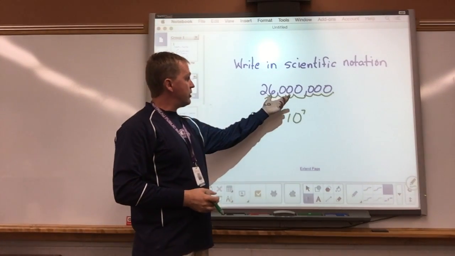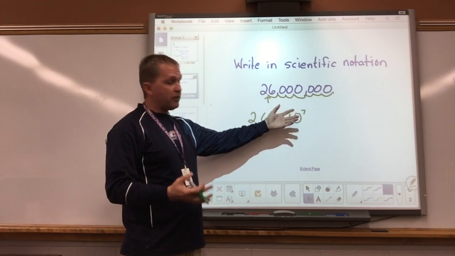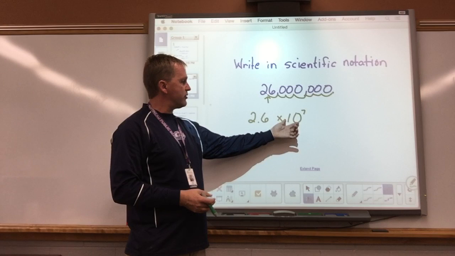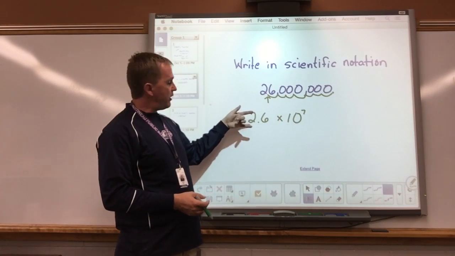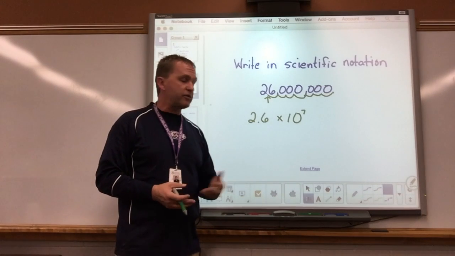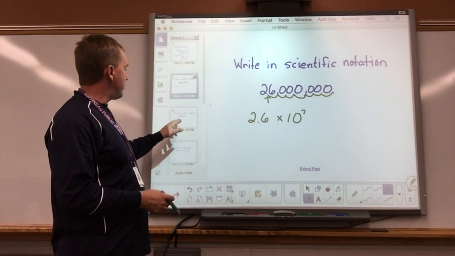Remember, this is a very large number, 26 million. 10 to the 7th power turns out to be a very large number as well. So we would be taking 2.6 times a very large number. It's just an easier way maybe of writing 26 million, obviously called scientific notation. So it's going to look like that, and that would be your answer, 2.6 times 10 to the 7th power.